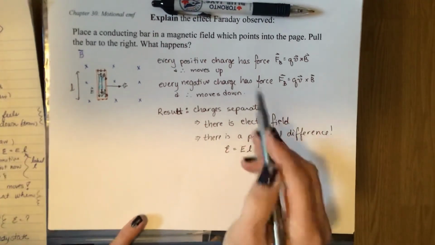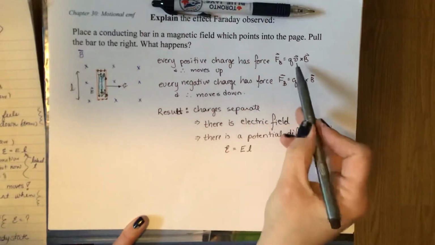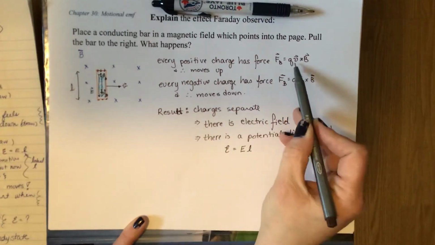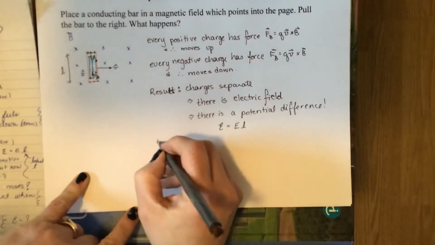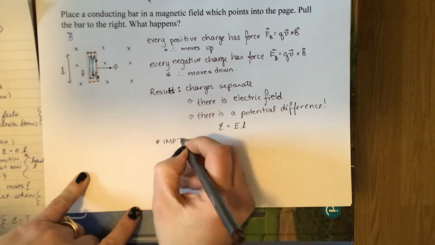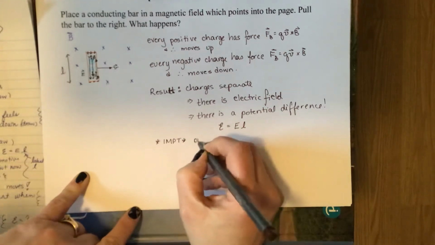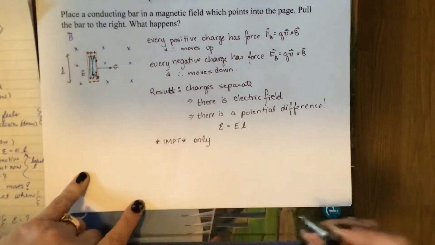Here's something that's really important. We said these charges felt forces when the bar moved. If there was no velocity here, there'd be no force here. So that's pretty important. You only have that induced potential when the bar moves.